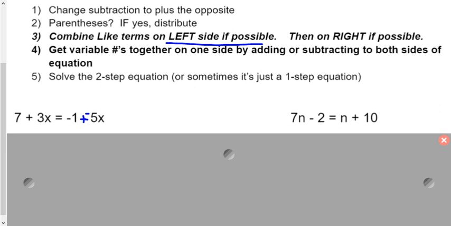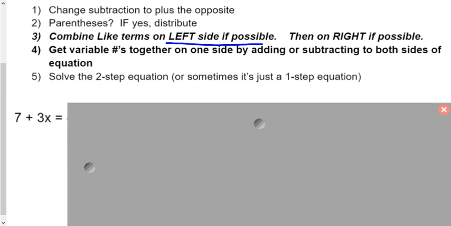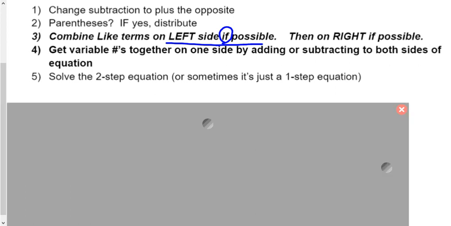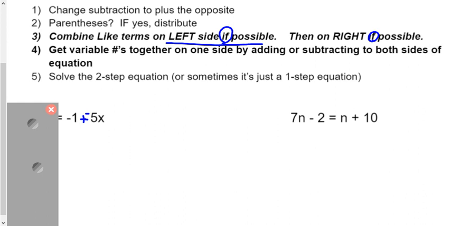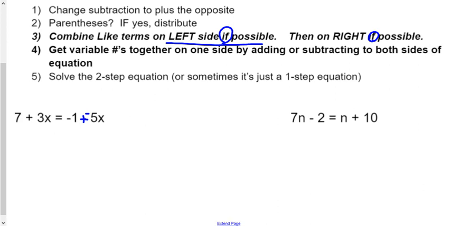So again, let's train our eyes to see just the left side of this equation. So here's the equal sign. Can I put these two things together? No. Remember it said if possible. Then on the right side, we look to see if we can combine -1 plus -5x. It said if possible. So far we've done nothing. All we can do is just make sure that we got rid of the subtraction sign. Step 4, this is the new stuff right here. This is the new stuff.